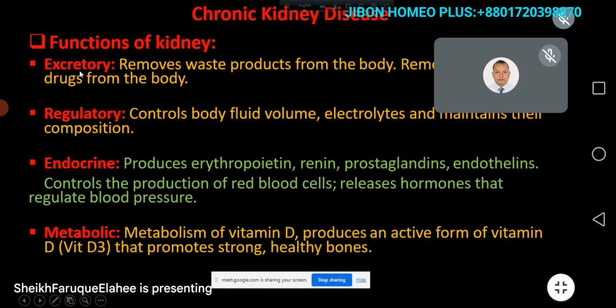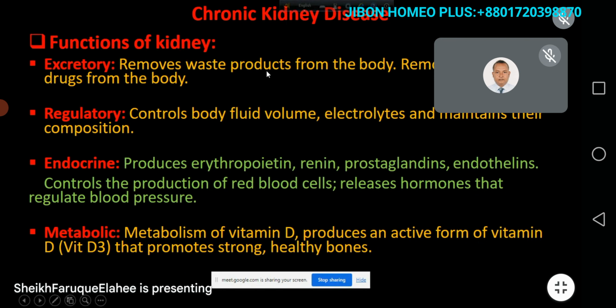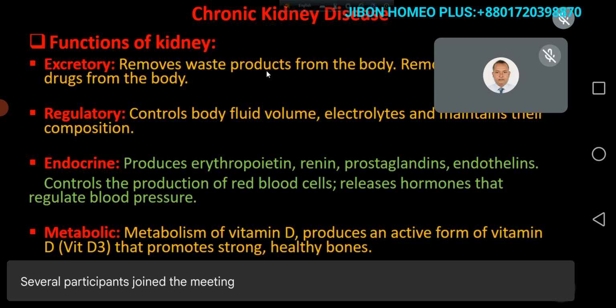So the kidney has an excretory function. Excretory means to pass out. It removes waste products from the body, aborjona. It removes degraded drugs from the body. So waste products means what? Like urea, creatinine, and excess electrolytes. And degraded drugs, you see, drugs means allopathic drugs.